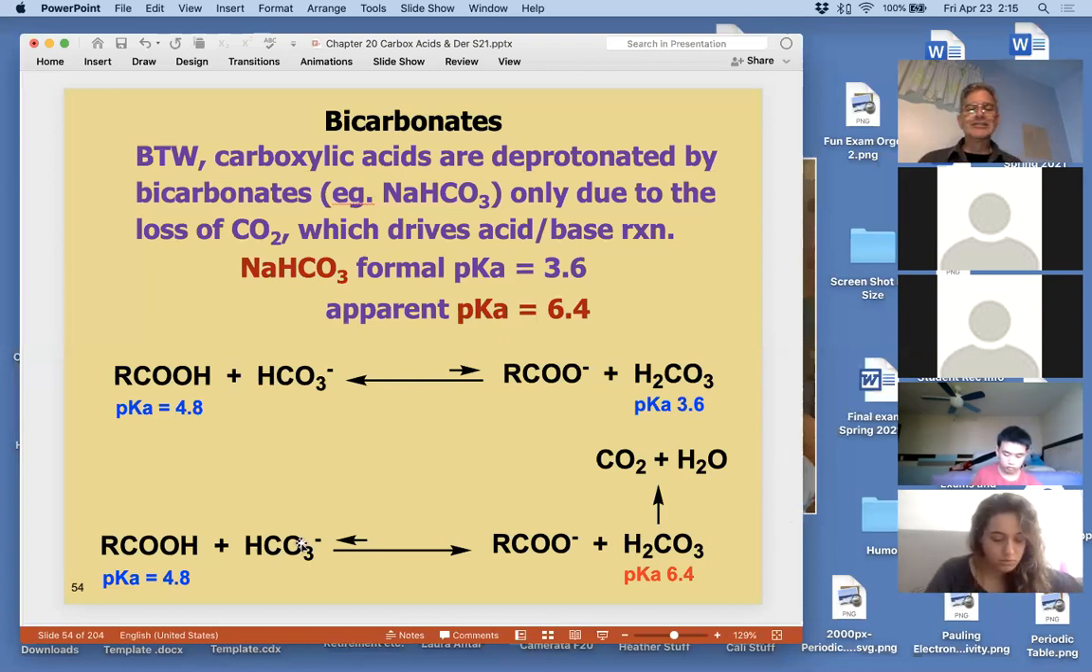Okay, and note this equilibrium was also driven because the carboxylate goes into the water. So that's still another factor. It's not a single equilibrium. You've got the distribution of things between the two phases as well.